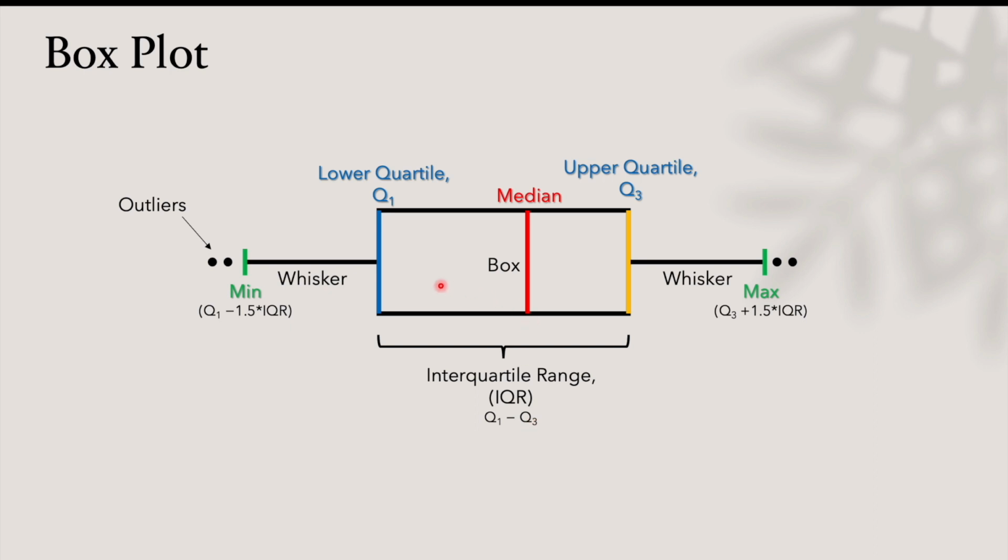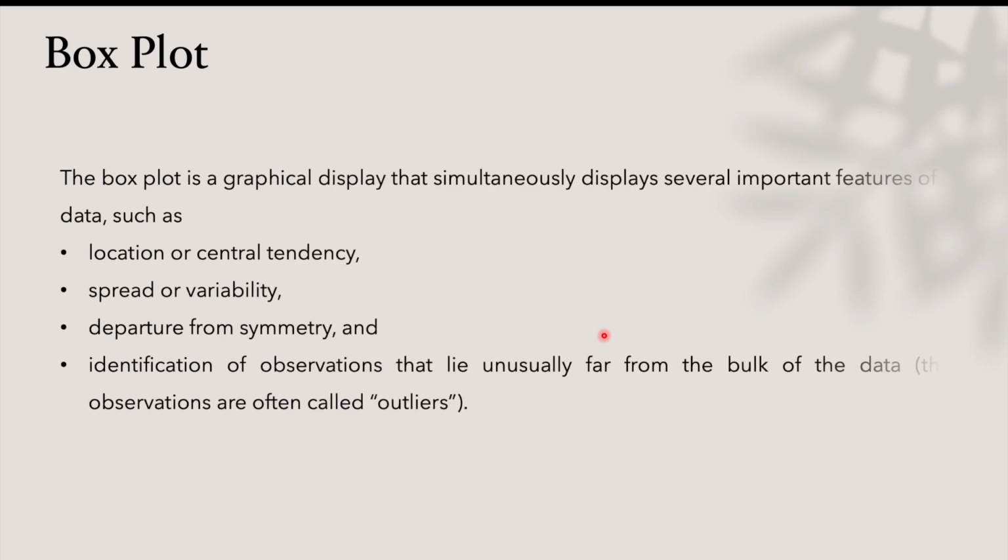This means the length of the whisker is the distance from quartile 1 or quartile 3 by 1.5 times the IQR. So this length is 1.5 times IQR. Now let's see these formulas. These are some of the characteristics of the box plot.